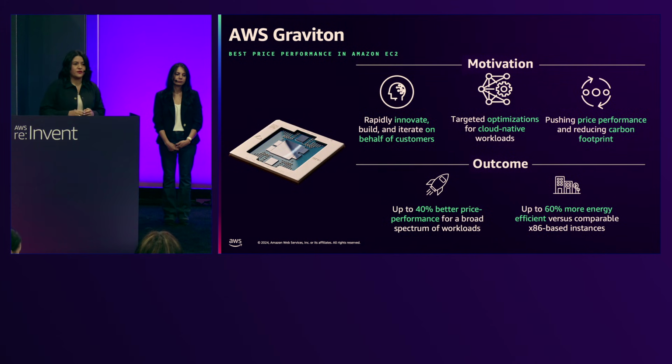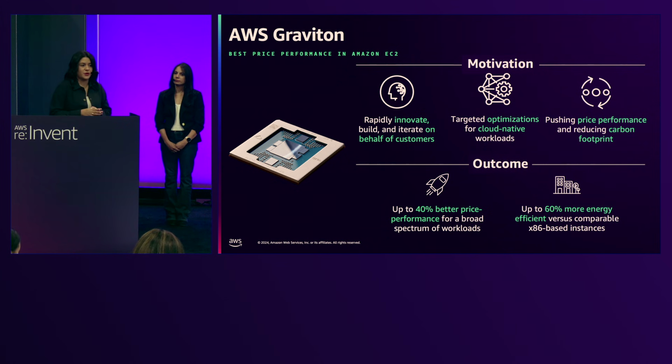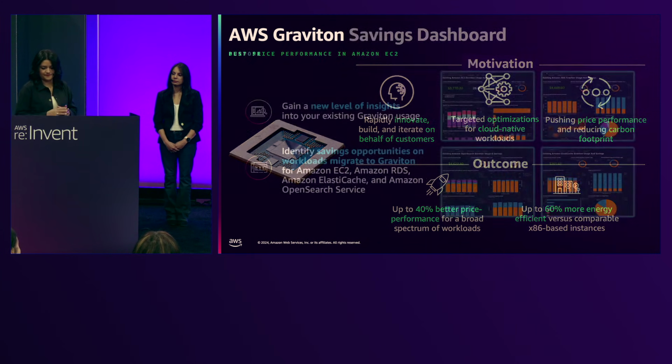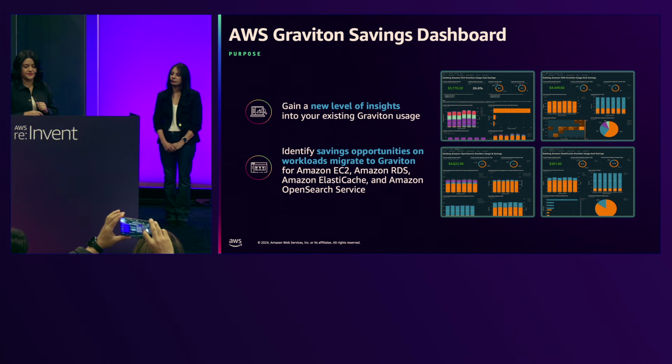Let's start with a quick overview of what AWS Graviton is. It's a custom designed processor made for Amazon EC2. It offers two significant advantages: up to 40% better price performance and up to 60% less energy consumption. Despite these benefits, we know it's a challenge, and that's why we have this new tool. The AWS Graviton Savings Dashboard serves two key purposes. It provides insights into your current existing Graviton usage, and it identifies savings opportunities for Amazon EC2, RDS, ElastiCache, and OpenSearch.